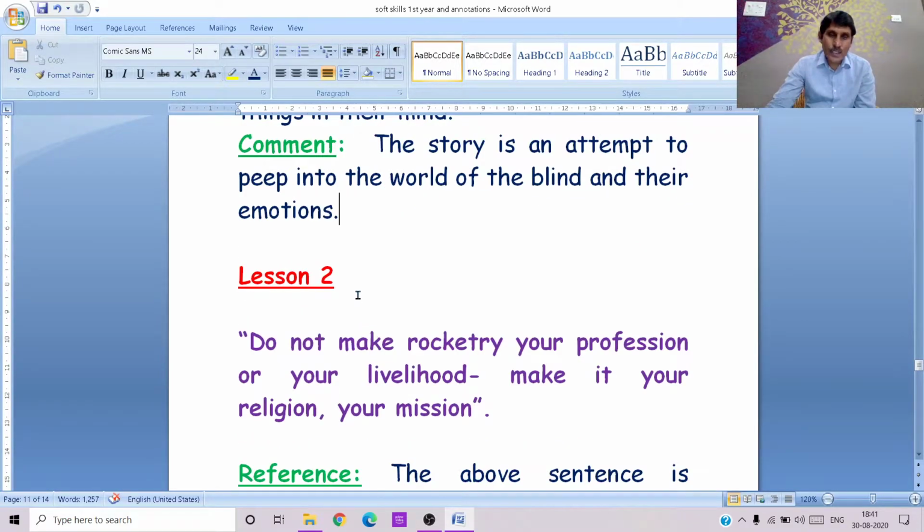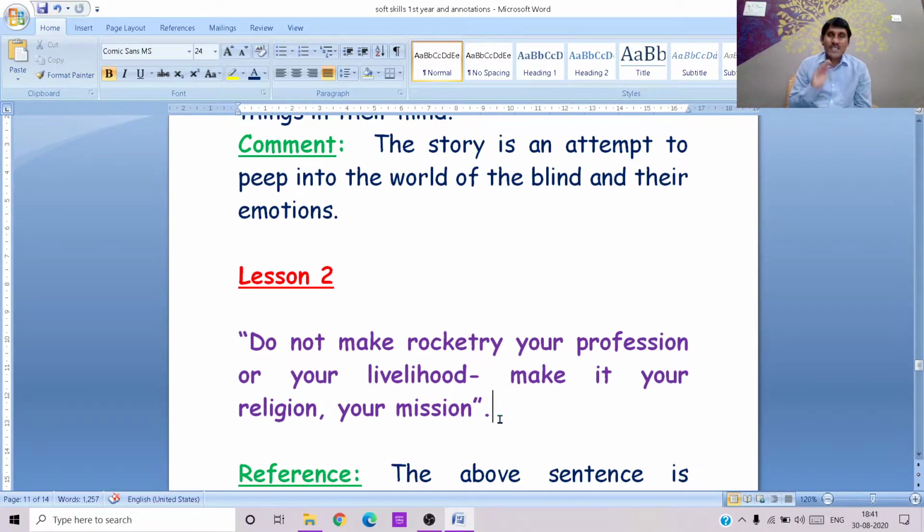So let's go to lesson 2. As for lesson 2, you understand what the lesson is, but in the examination, you should be able to identify, just by looking at the sentence, which lesson it is picked from. So I'll read out the sentence given to you. "Do not make rocketry your profession or your livelihood. Make it your religion, your mission." Don't make rocketry your profession or livelihood. Make it your religion or mission. Rocketry should be like your mission, not your livelihood, not your profession.